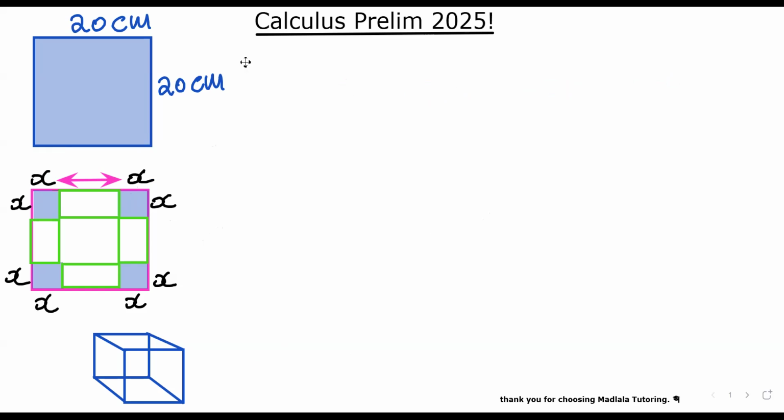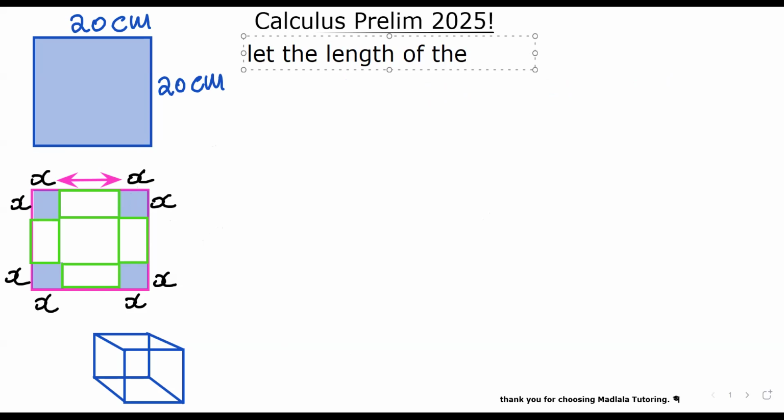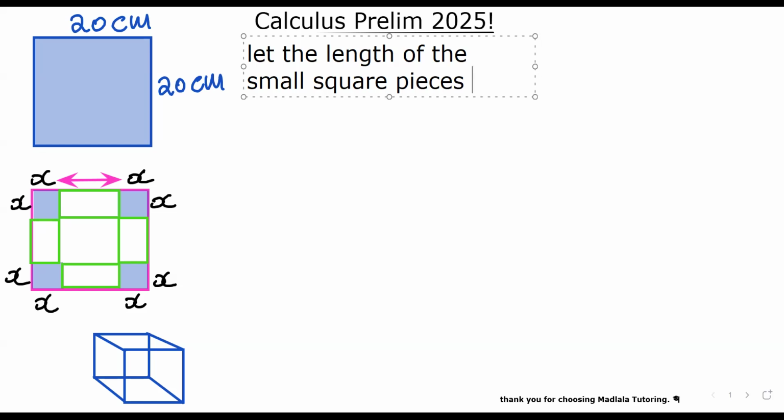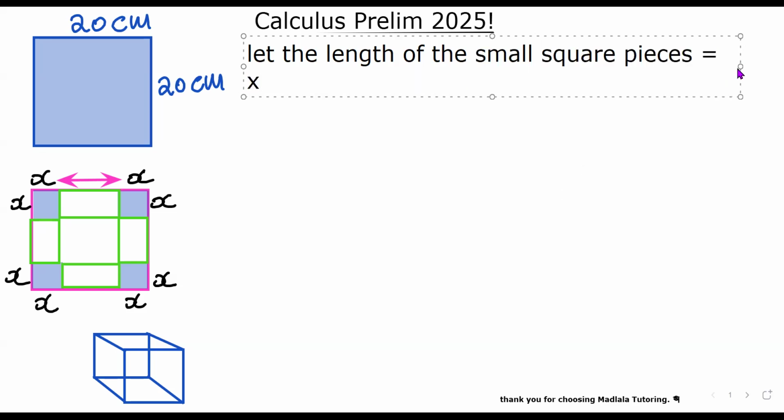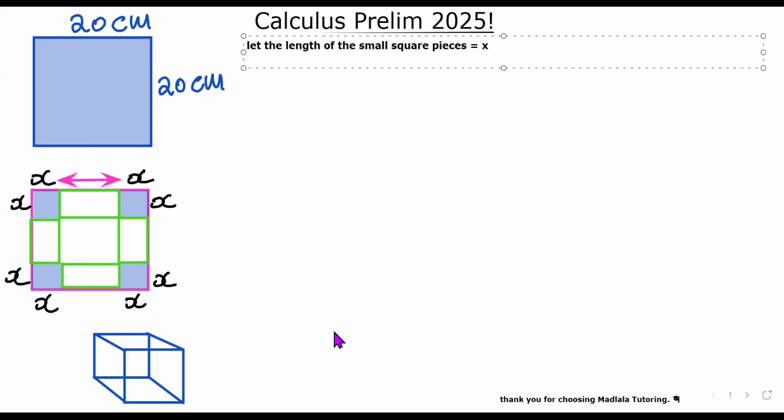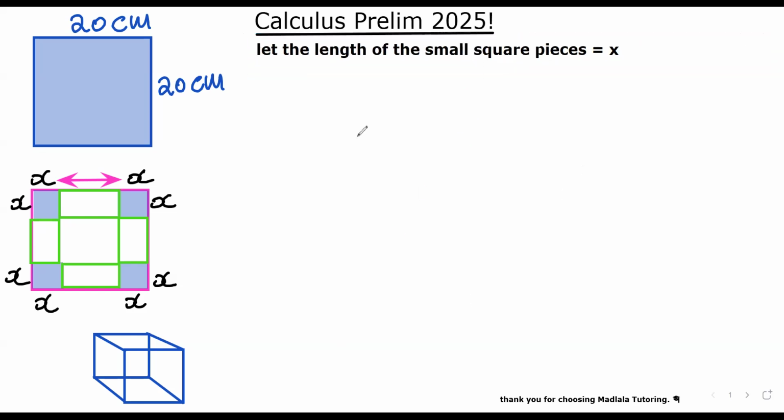And that's actually what you need to write here, because your marker does not know what x is. So please tell him or her that you're going to allow the length of the small square piece. Okay, spelling is getting the better of me. Let the length of the small square pieces be x. Please do that, all right? Do things as if you're writing to someone who has no idea what mathematics is, and watch yourself get as many marks as possible. That's the first thing.